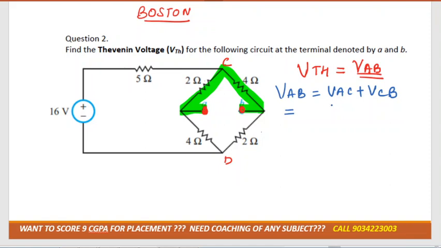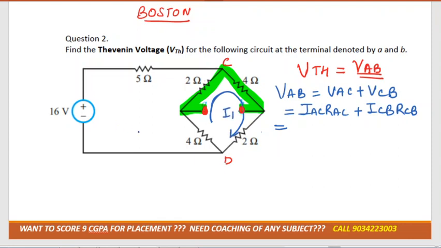So according to Ohm's law, VAC is how much? IAC into RAC. VCB is how much? ICB into RCB, correct? Like if you are moving, as I told you, in whichever direction you are moving, then current should also move in that direction only. If you are moving A to C, C to B, so current should also move like this.